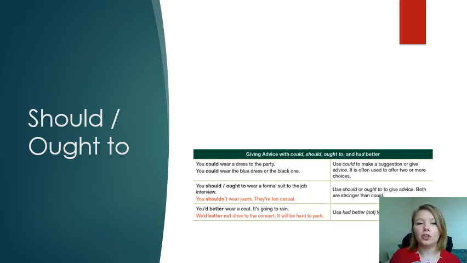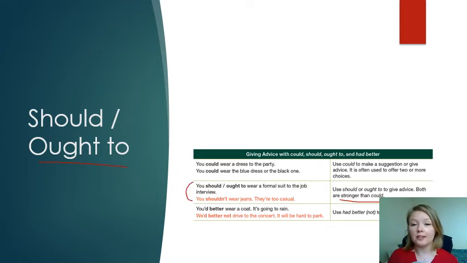Next, let's talk about should and ought to. Should and ought to are used to give advice also, but this advice is stronger than just using could. If I say you should do something or you ought to do something, I am not just giving you an option or a small suggestion. I'm telling you, you probably need to do this. You should do this because it will help you or be helpful.